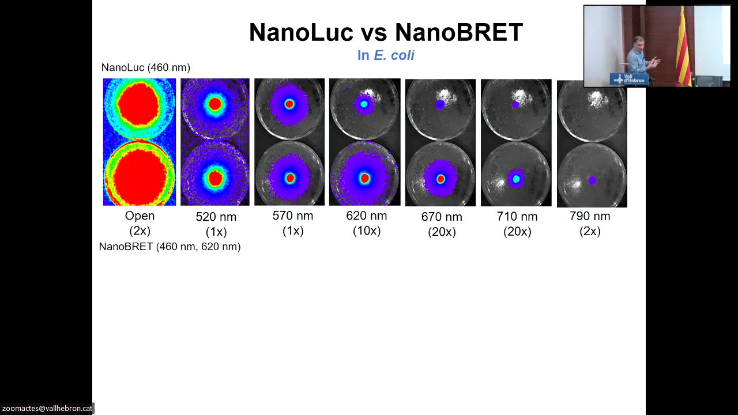And it doesn't look significant, but if you're looking here, for example, at 670 nanometers, which is the optical window for seeing in animals, you got 20 times more light being produced by putting it through this fluorescent protein, which means you're going to get 20 times more light being produced in the animal if you use this construct as opposed to normal nanoluke. So it's actually a very significant difference.